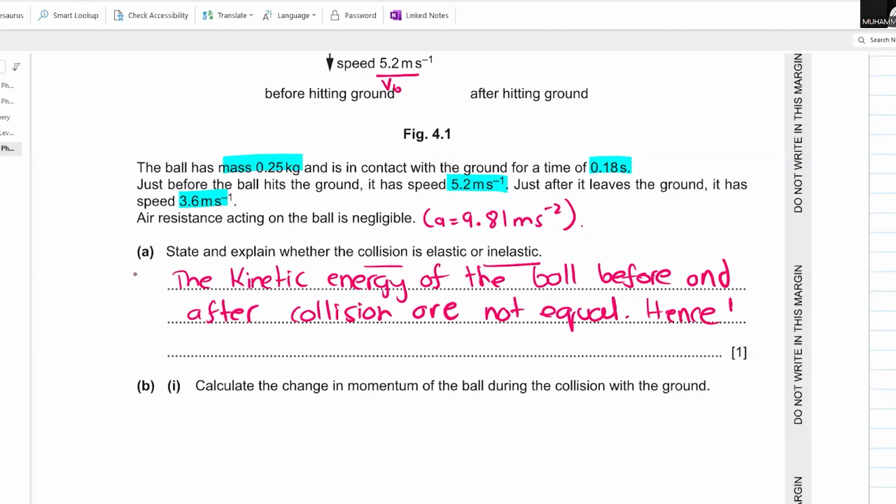Hence the collision is inelastic. Okay. Calculate the change in momentum of the ball during the collision with the ground.